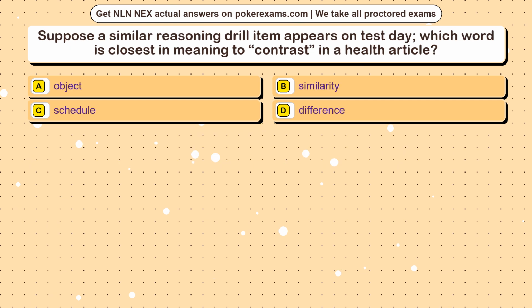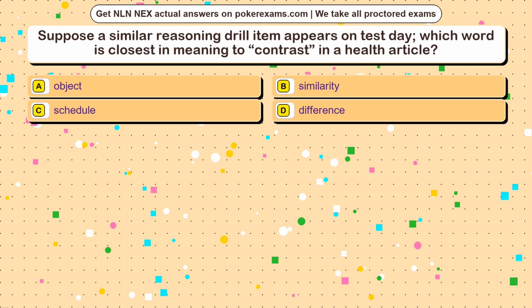Question 7. Suppose a similar reasoning drill item appears on test day. Which word is closest in meaning to contrast in a health article? Option A, object. Option B, similarity. Option C, schedule. Option D, difference.